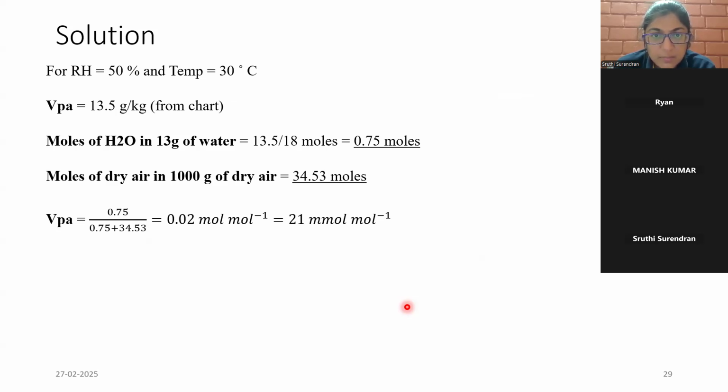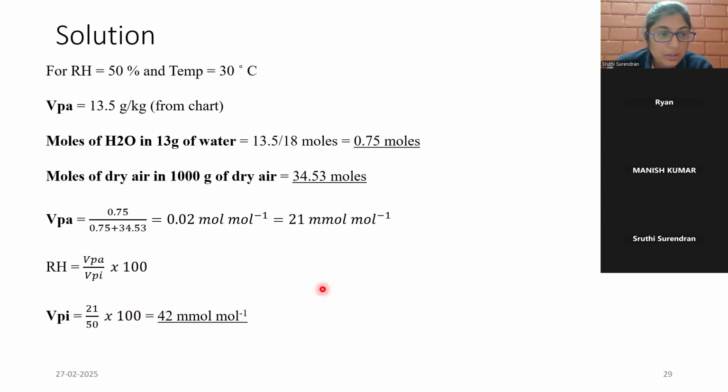You are given the GSW, not the VP. So this is the actual vapor pressure, in millimoles per mole fraction, that you will get. Now next, we have the RH. So instead of taking it from the chart, I directly estimated using this formula. So 21 divided by 50 will give you around 42 millimoles per mole.